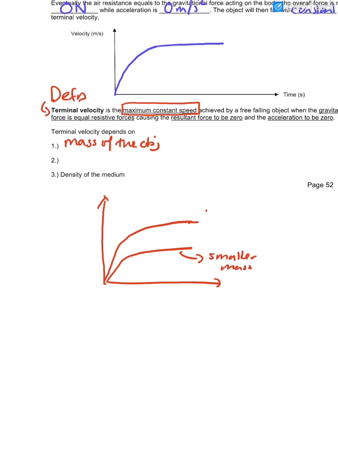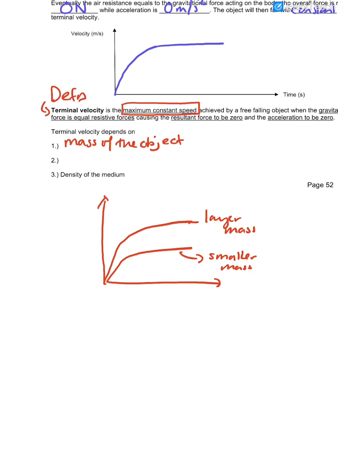Okay, then this one will be the larger mass. Why? This one can reach terminal velocity faster. Like that guy was 60 kg, while Jonathan is only 30 kg. Definitely the air resistance can reach 300 newtons faster, right? So the mass of the object will affect it. Who is heavier?